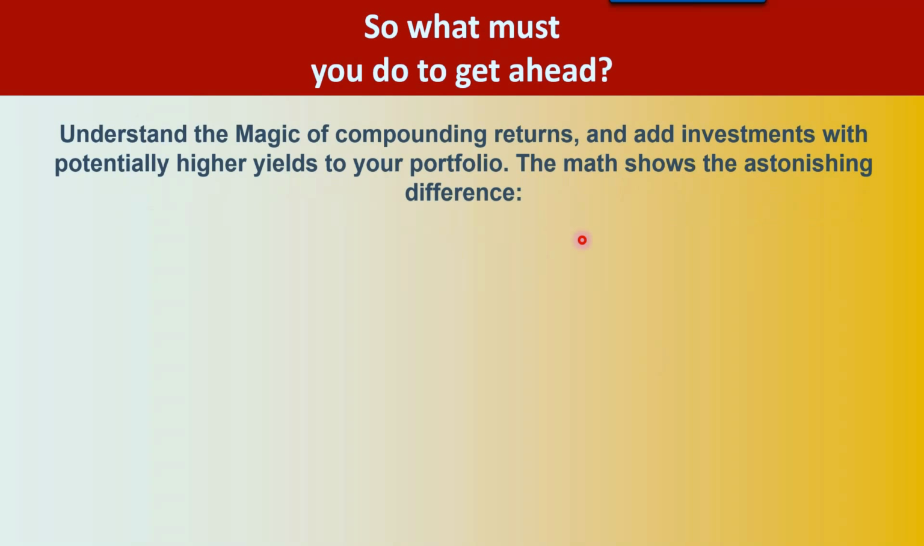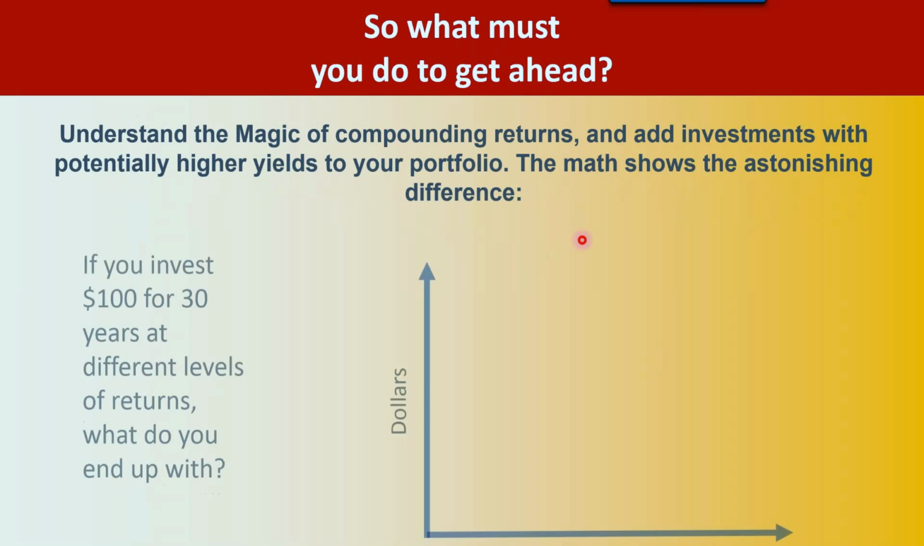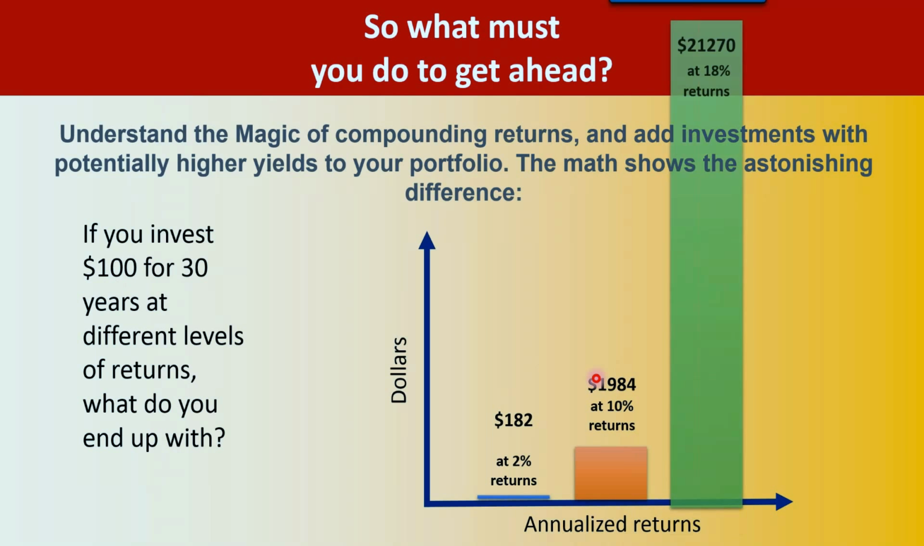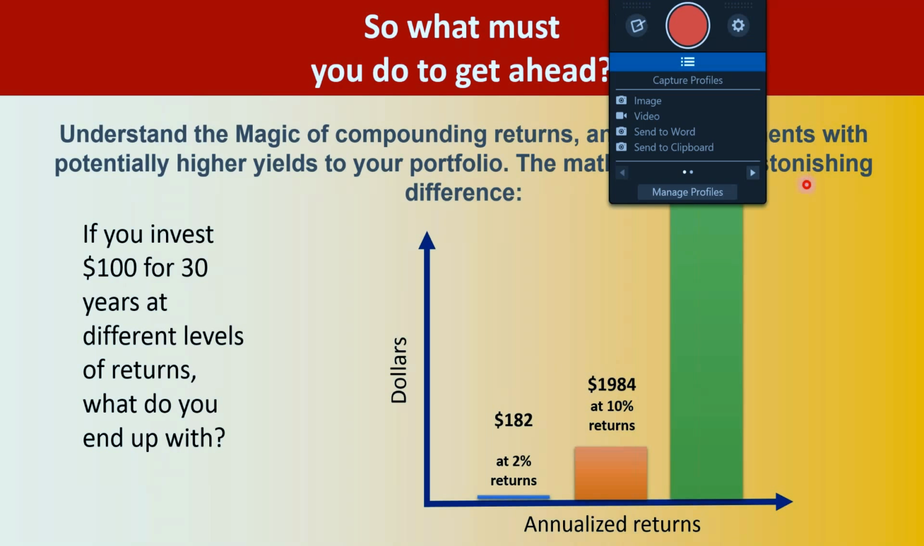So here's some very interesting math that shows the astonishing difference when you compare low yield investments to high yield investments. If you invest $100 for 30 years at three different levels of returns, what do you end up with? Well, at 2% returns, you end up with $182 after 30 years. So your 100 bucks has grown to 182. At 10% returns, which is a reasonable return, the 100 bucks has now turned into nearly 2,000. If you invested at 18%, that $100 becomes $21,000.